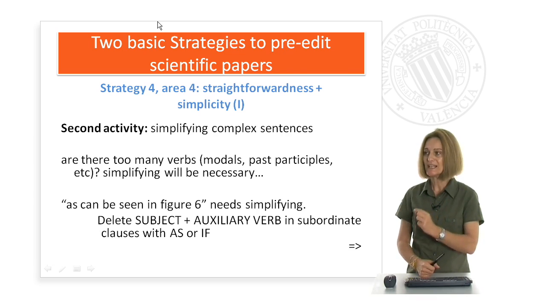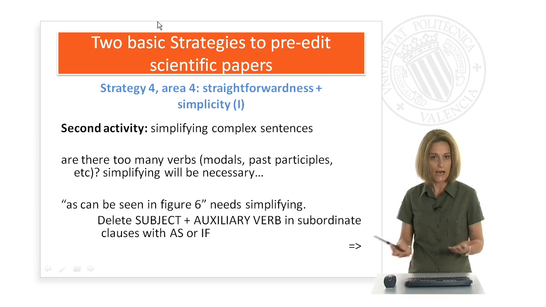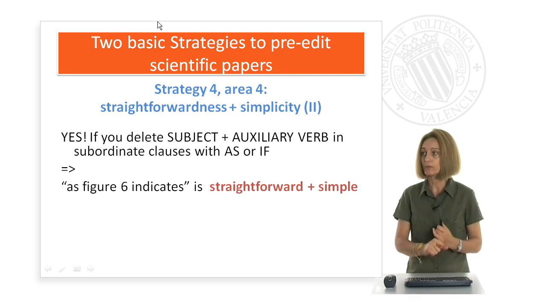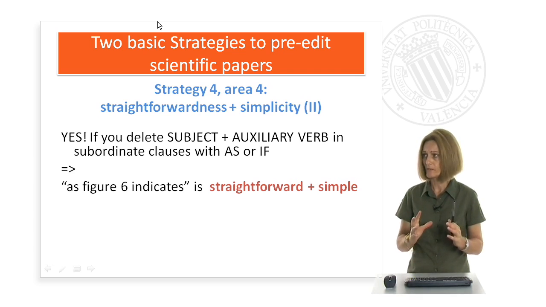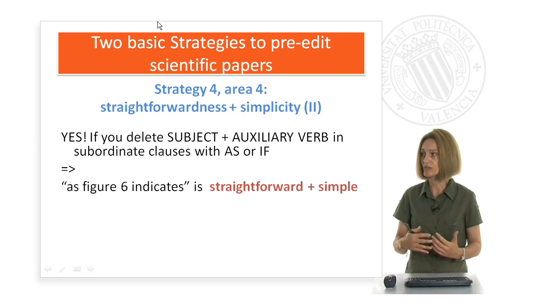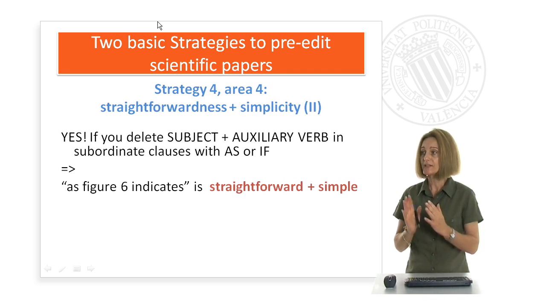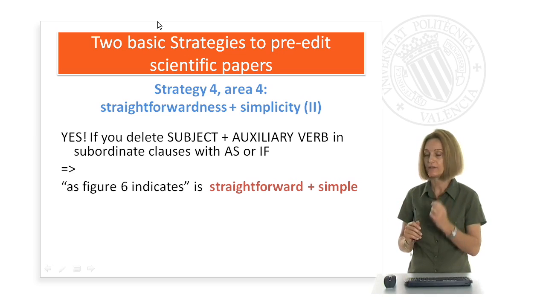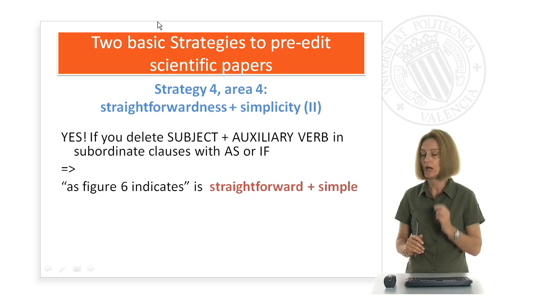"As can be seen in figure 6." Well, this needs simplifying. How? Obviously, you eliminate what you don't need. You delete the subject plus auxiliary verb structure in the subordinate clause in this case, and the result is much more straightforward. "As figure 6 indicates." "As figure 6 indicates" is definitely more straightforward and simpler.